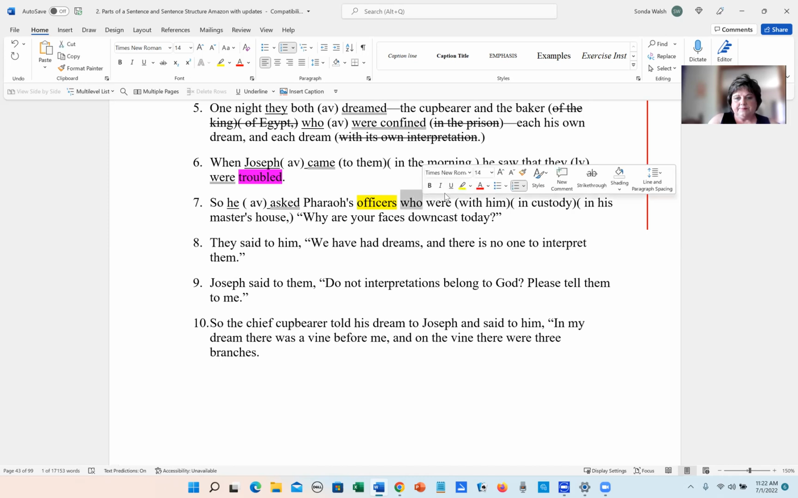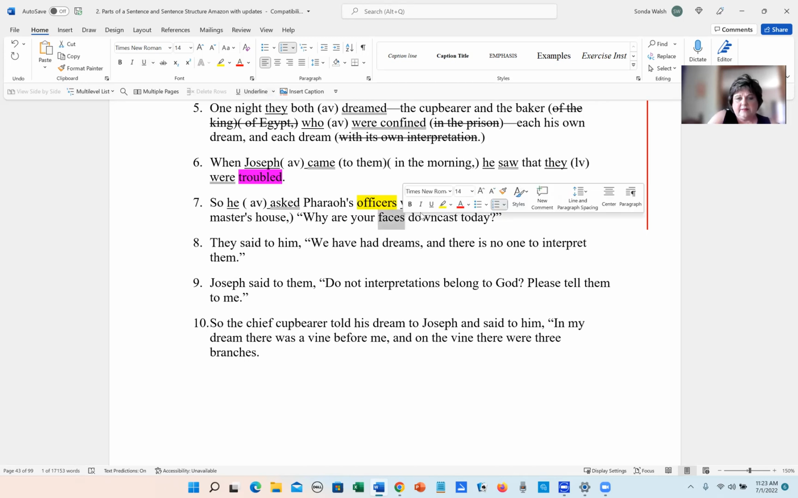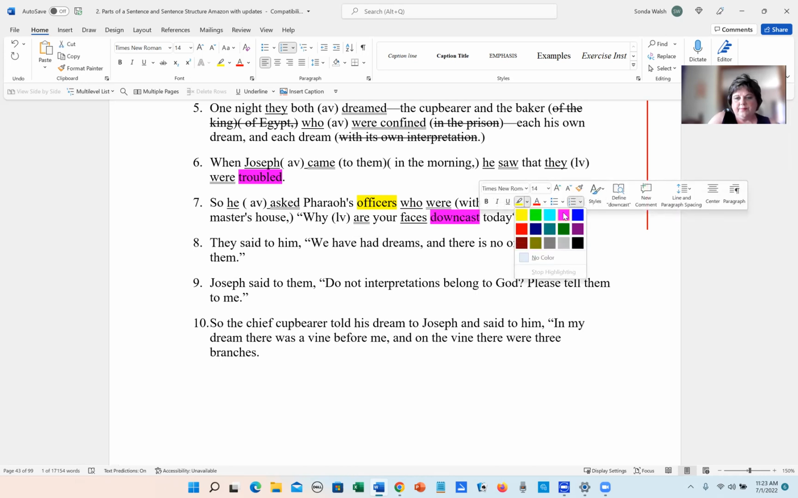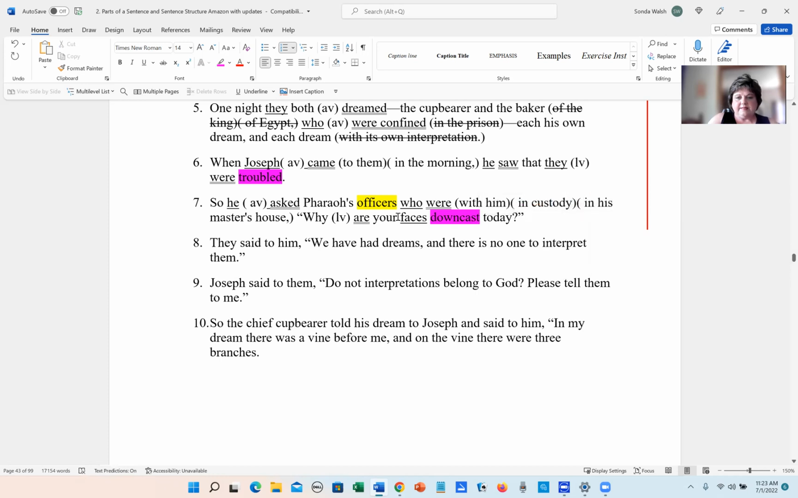Who is a subject. Underline that once. Were is a linking verb. Underline that twice. But we have this comma here and we don't have anything after that. So we come to the next clause. Faces is our subject, and are is a linking verb. We'll underline that twice and identify that as a linking verb. And downcast is a predicate adjective, and it describes faces.